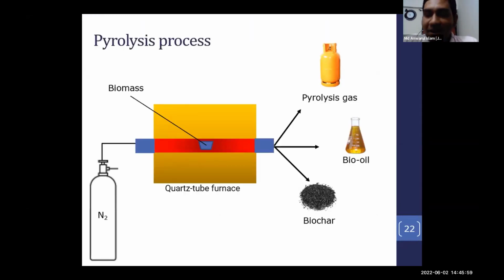Now, this is the basic pyrolysis system, which I did after my kinetic analysis. I used a quartz tube furnace, and on the crucible I put the biomass and then passed nitrogen to make an inert environment inside the furnace. Then I collected the biochar, but I just vented the pyrolysis gas, because my main plan was to use the biochar. I did not collect the bio-oil or the pyrolysis gas.